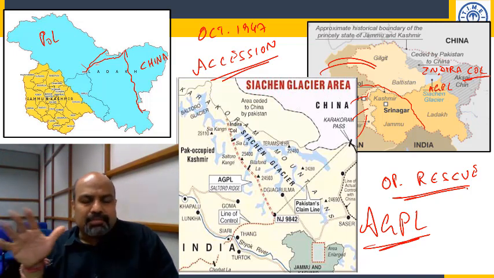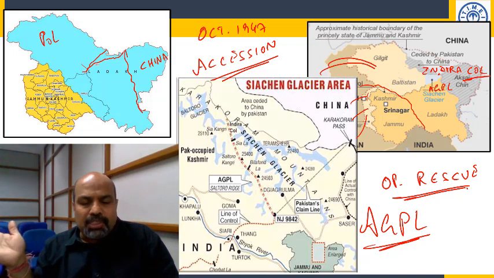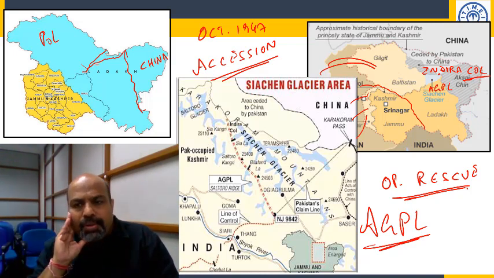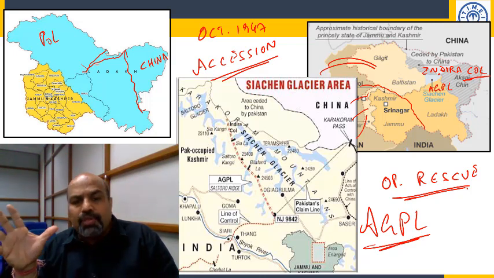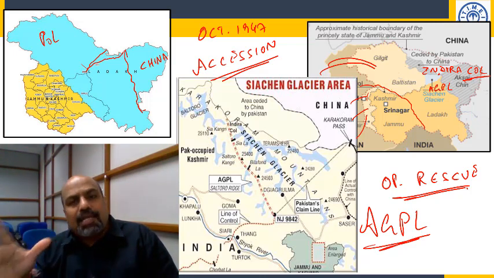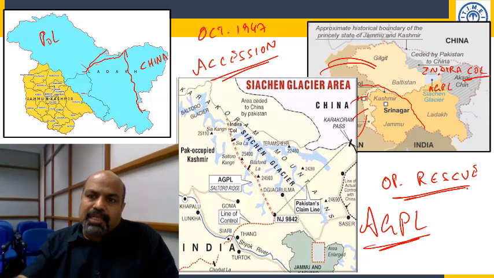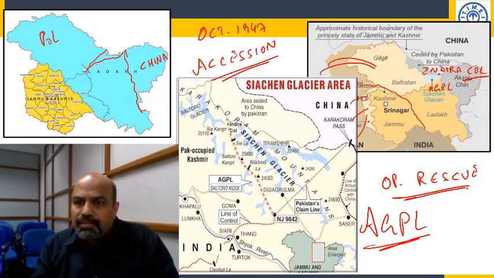I am coming in order, that's it, some geographical order, east to west or west to east. Okay, now along this NJ9842 you will find Siachen Glacier. This is a Siachen Glacier. You see this in blue here, this one.